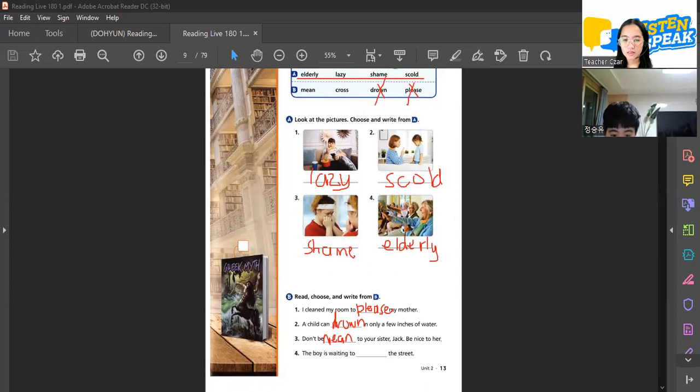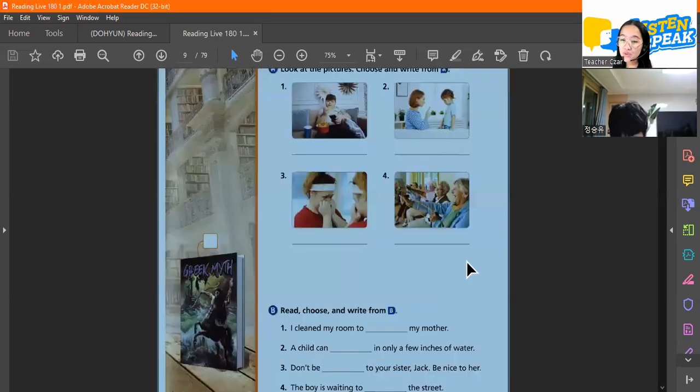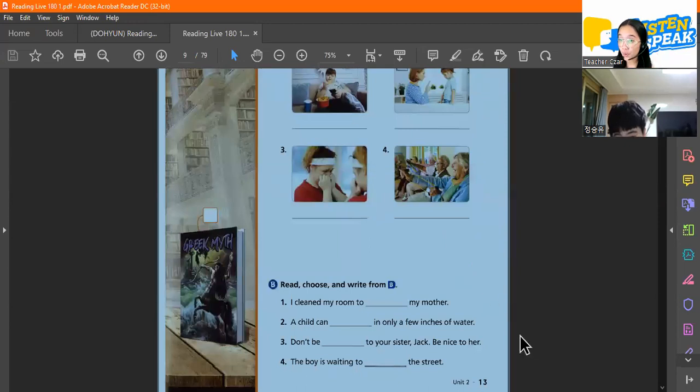The boy is waiting to cross the street. Okay, very good. So how about you, Seung Ryo? Can you also cross the street on your own?